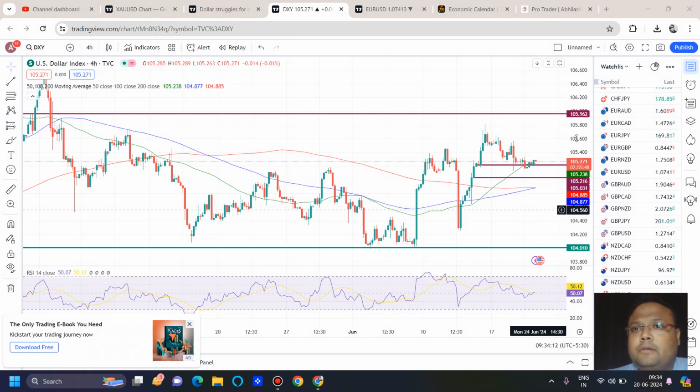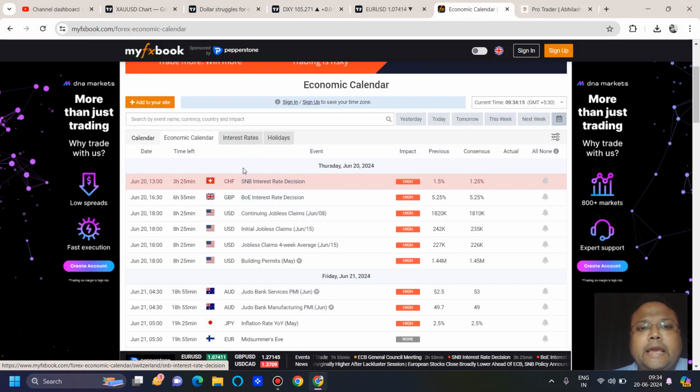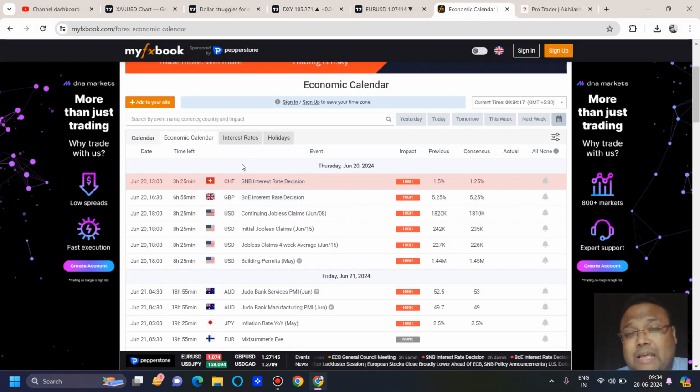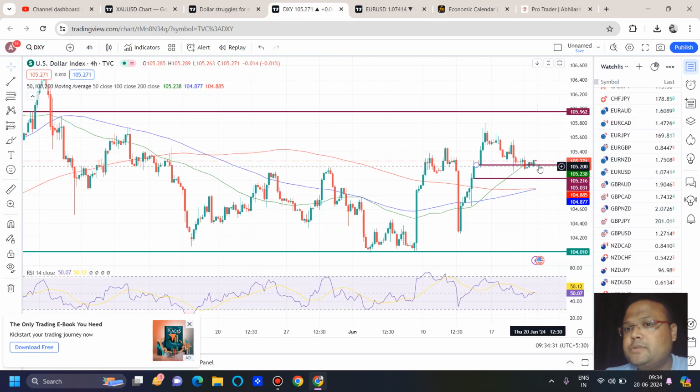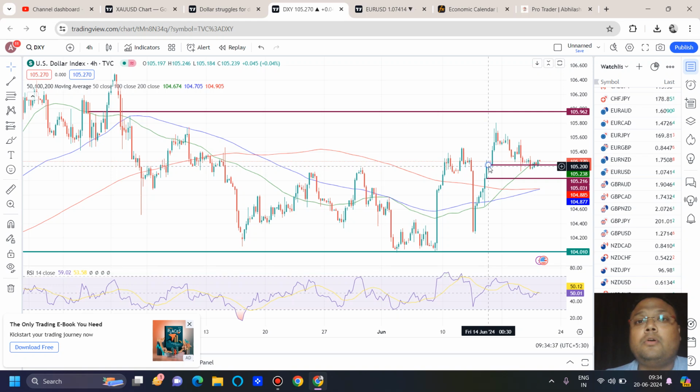Because if you look at the economic calendar, we have initial jobless claims coming up. It may not be a big event like CPI or NFP, but yes, it will bring volatility, and be careful. Market may be volatile for 1 or 1.5 hours, so you need to be careful at the time of news. So if market or DXY drops after jobless claims data, then try to follow the trend of the market.